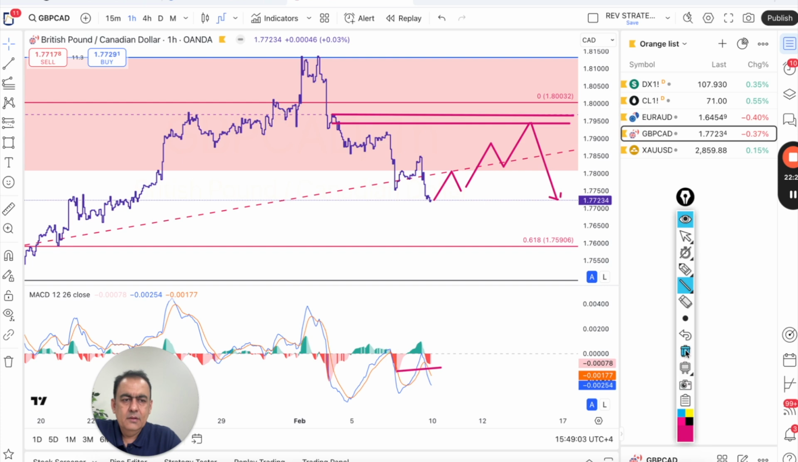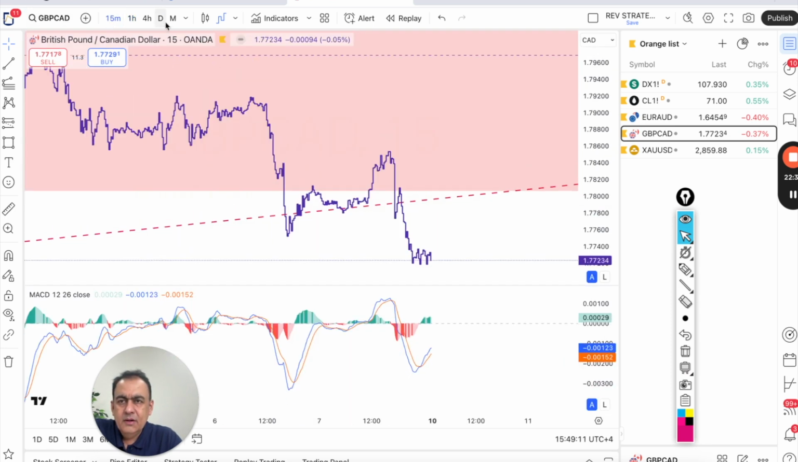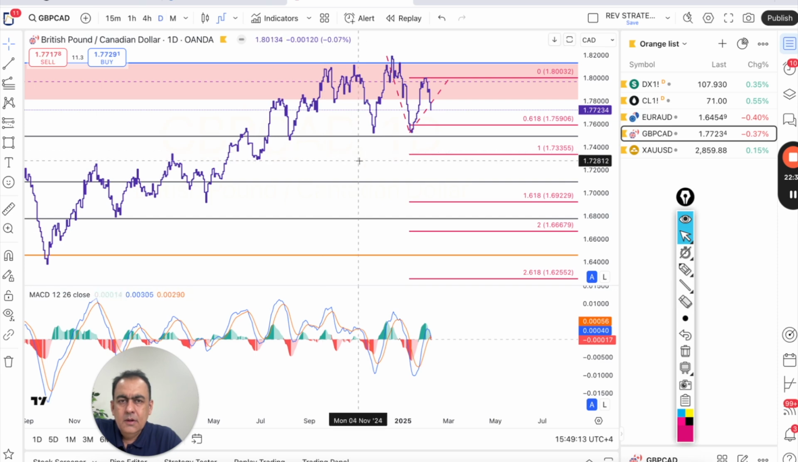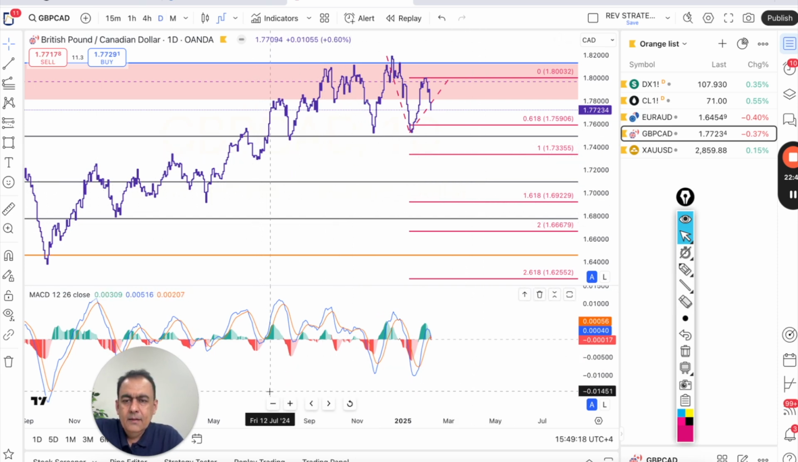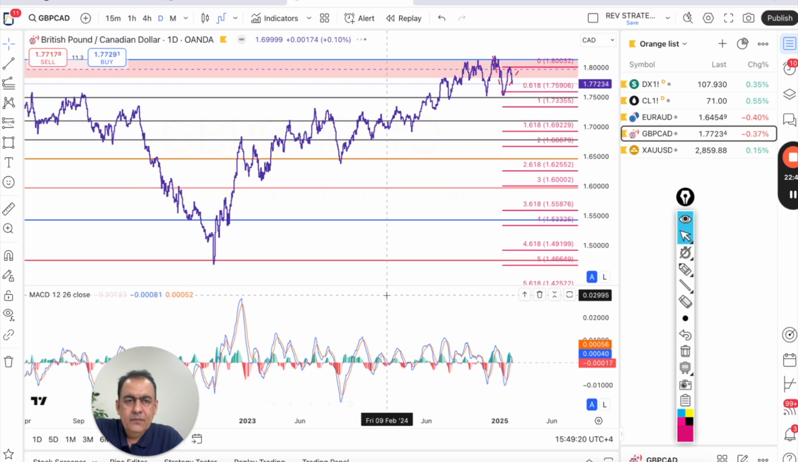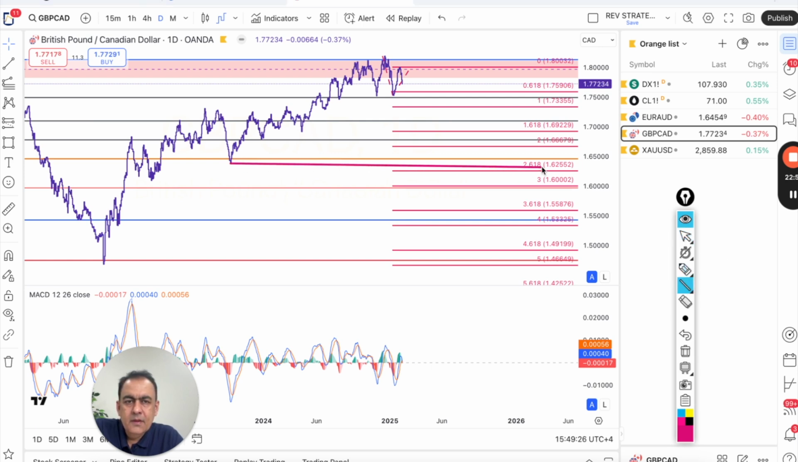Now let's apply Fib extension if possible on the lower time frame as well to get the magnet zones, because until now I have not used it. So what I'll do here is use the magnet here, which currently is at 1.7723.